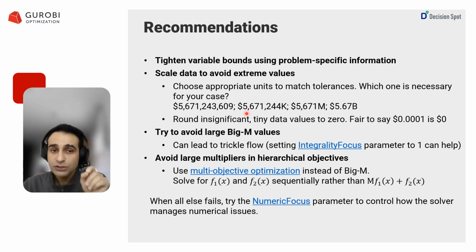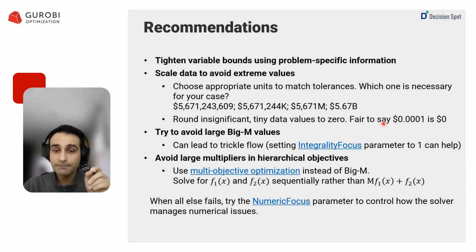Rather than using individual dollars, shifting to thousands or millions makes it easier for the solver to handle calculations without introducing numerical instability. Similarly, if you see a value like $0.0001, I think it's fair to assume that's 0, right? These tiny values don't impact the solution meaningfully, but they can cause issues in the processing. Next, try to avoid large big M values. We've already seen an example of this and how a large M value can lead to trickle flow.